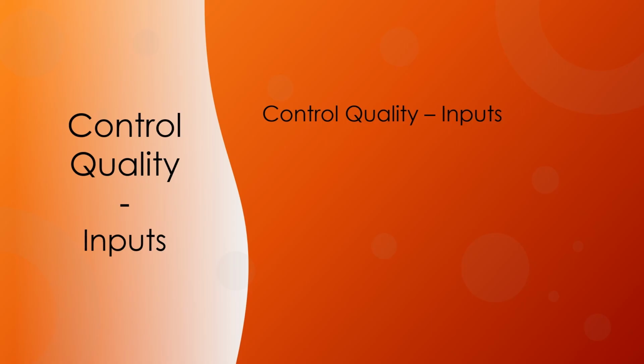Let's discuss the inputs to this process. These are project management plan, project documents, approved change requests, deliverables, work performance data, enterprise environmental factors, and organizational process assets. We will be discussing all of them briefly. Project management plan components include quality management plan. The quality management plan defines how quality control will be performed within the project.